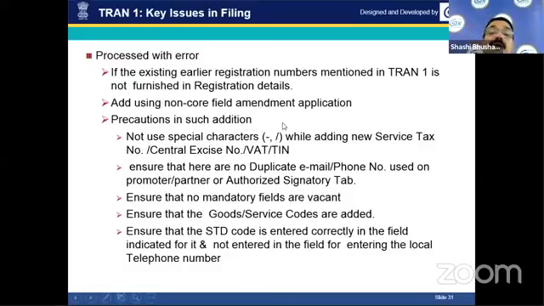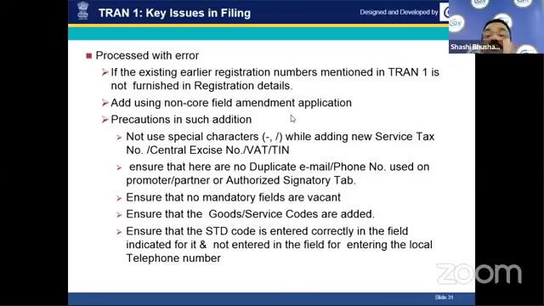Further, what we have observed is that people, when they are making amendment in their non-core field, are facing problems when they are saving the data or filing this non-core amendment application. So we have issued an advisory also, and we will again ask you to take precautions, check all these different issues that I have listed here before submitting and filing this non-core amendment application. First is that there should not be any special characters in the new registration tax, excise number, VAT or TIN that you're adding.